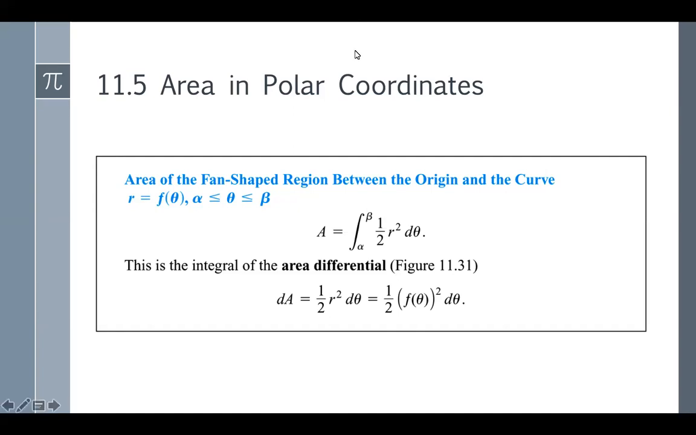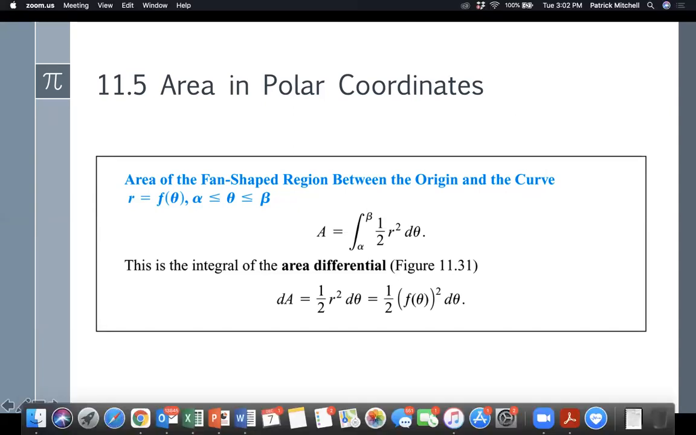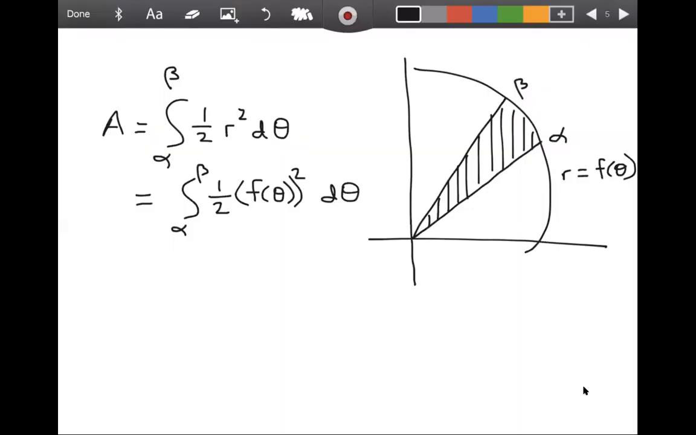All right, so now I'm going to switch over to the tablet, show you what that looks like. And here it is. So over here, I've got my curve that I'm calling r equals f of theta. All right, so if you look at a particular range of theta values, this formula gives you the area of this region, okay? Now, there's one other thing I want to add to this.